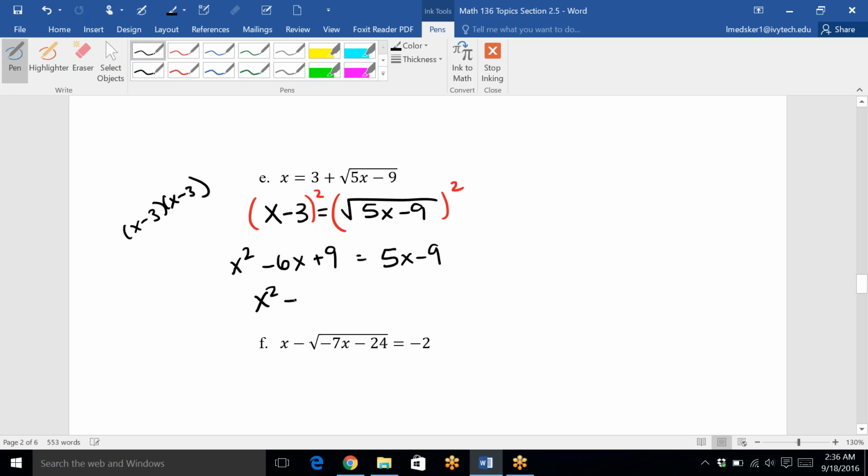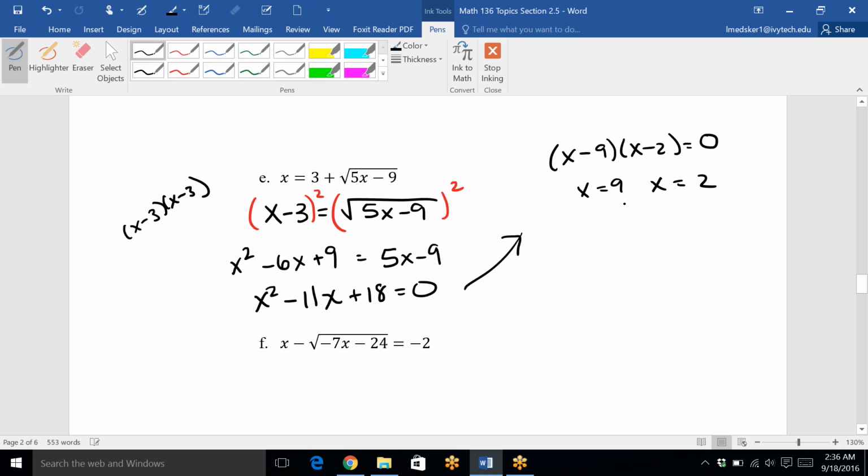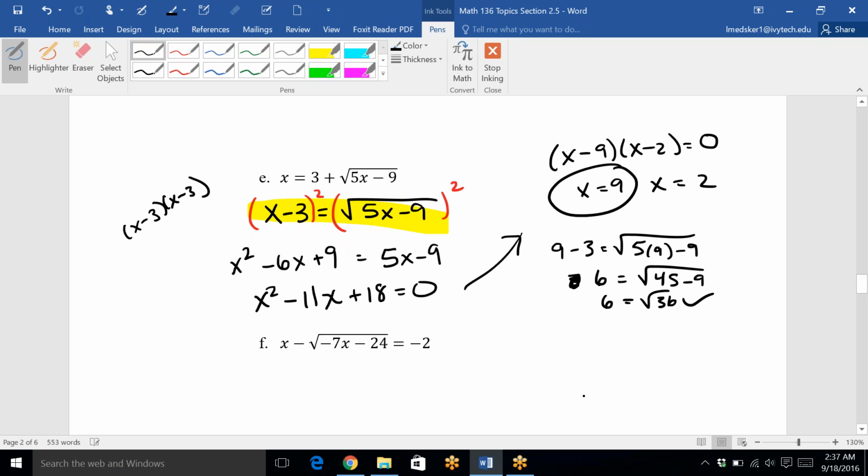Move everything to one side. And that would give us plus 18. So this is going to factor into x minus 9 and x minus 2. Which is x equals 9, x equals 2. Plug them back in. If you want to, you can plug them back into this line. Sometimes that's easier to factor, just ignore the red parts, or to check. So this would be 9 minus 3 equals the square root of 5 times 9 minus 9. That's 6 equals the square root of 45 minus 9. That is the square root of 36, which does equal 6, so 9 is definitely a solution.